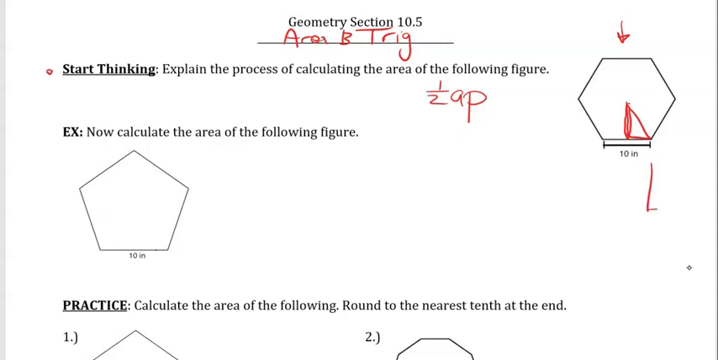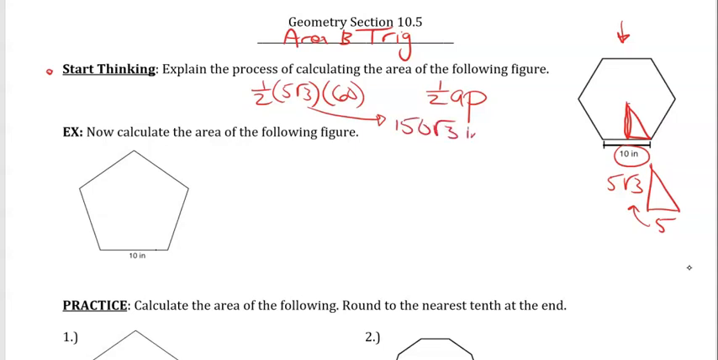So we know that the whole side length is 10. So this is going to be 5. And what is that going to be on our 30, 60, 90 triangle? 5 rad 3. Fantastic. So I can now say 1/2 apothem, which is 5 rad 3, times perimeter. If it's 10 for the side length and there are 6 sides, then it is going to be times 60. And when you multiply all that stuff together, half of 60 is 30. 30 times 5 is 150. 150 rad 3 inches squared. Anybody have any questions on that? No.